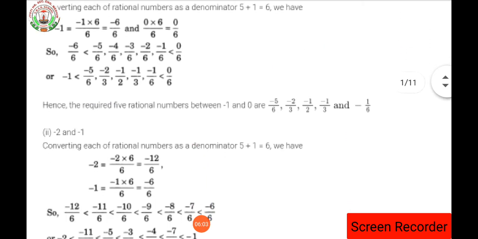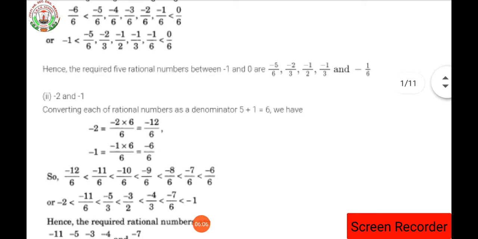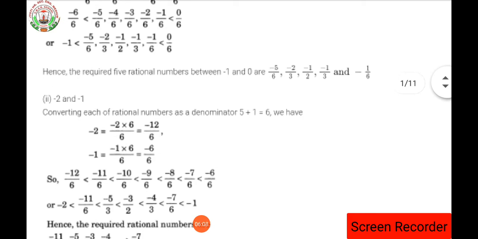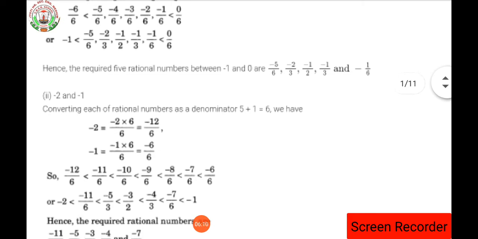Clear everyone? In the same way here, -2 and -1 is there, no denominator, so we can have the denominator. Now you will ask, 5 plus 1, why are we adding 5 plus 1? Because 6 is the denominator. While doing that calculation we will get the 5 rational numbers.